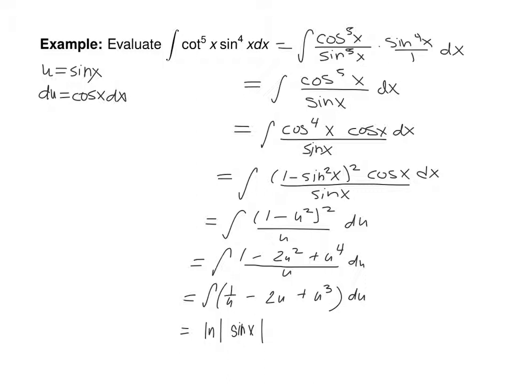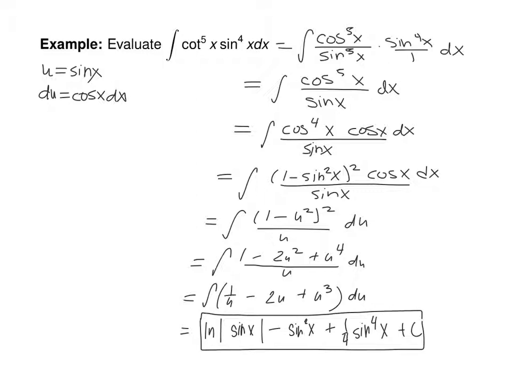The antiderivative of 2u is just u squared, so minus sine squared x. And the antiderivative of u to the 3rd is 1/4 u to the 4th, so plus 1/4 sine to the 4th x plus c. It's a little bit more tricky than the ones from the previous lesson, but I think still manageable.